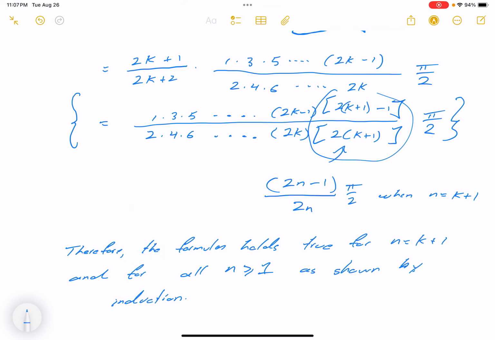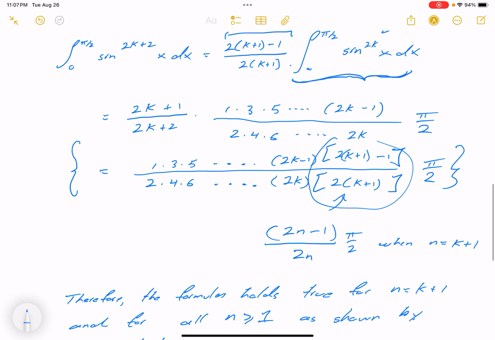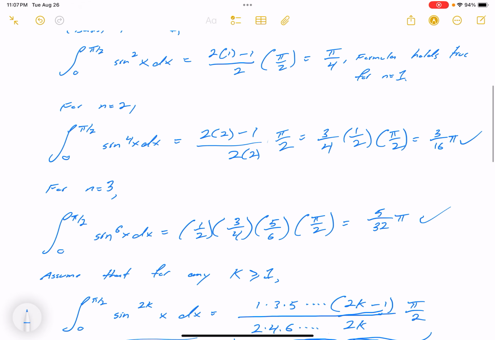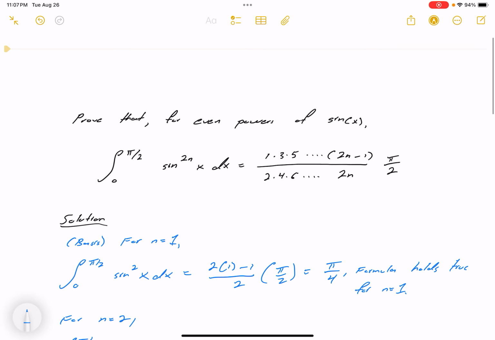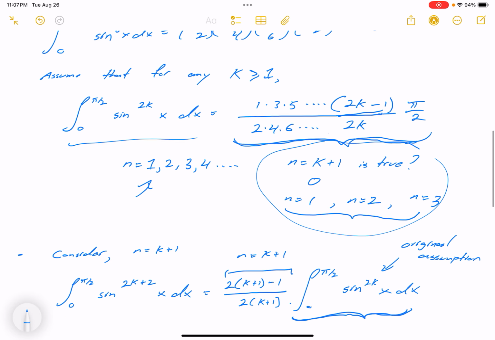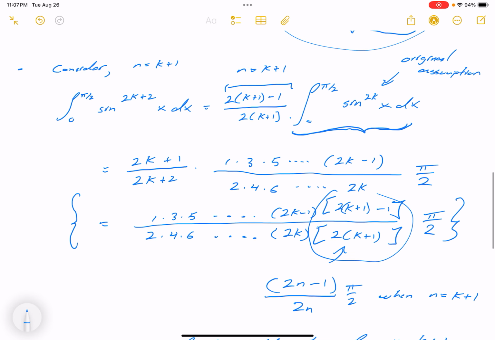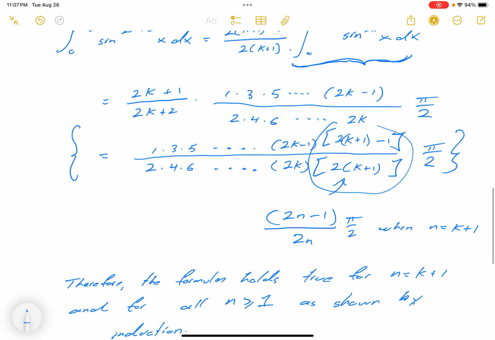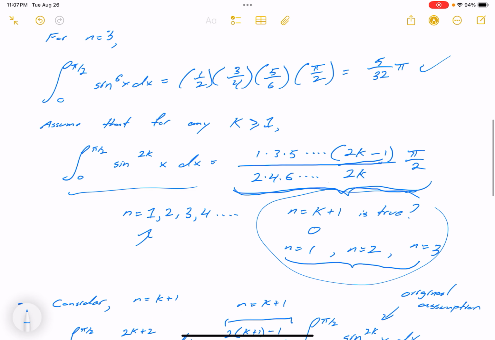And that's basically it. That's how you prove it. So this is just proof by induction. If you have any problems with induction, then I suggest you review induction before tackling proofs like these. So yeah, that's it.